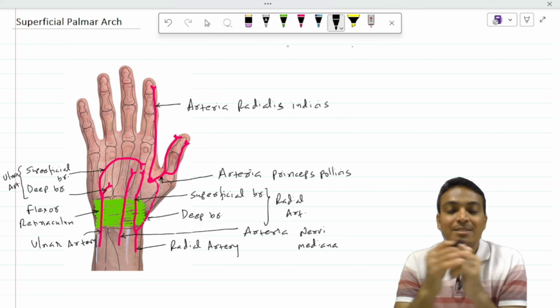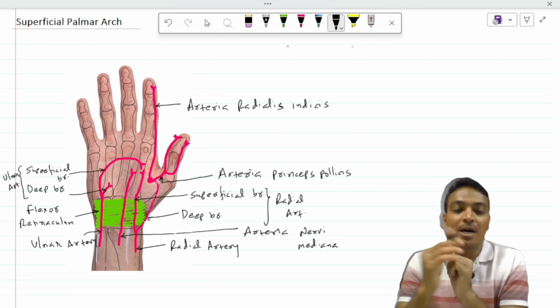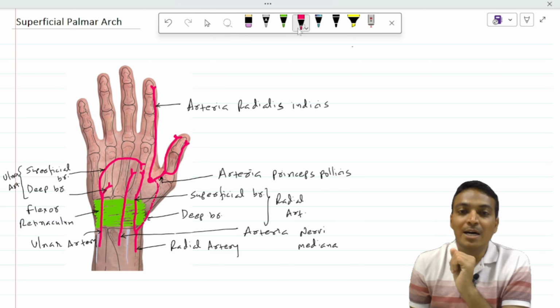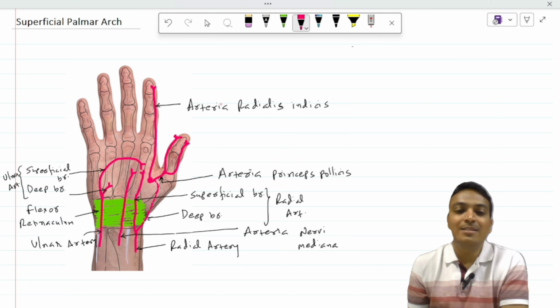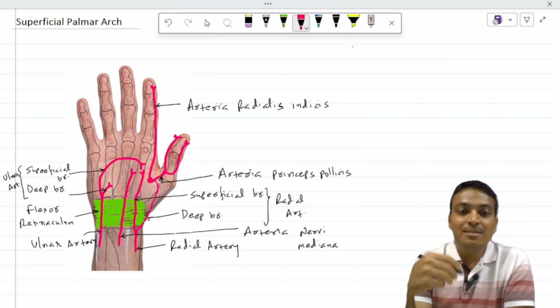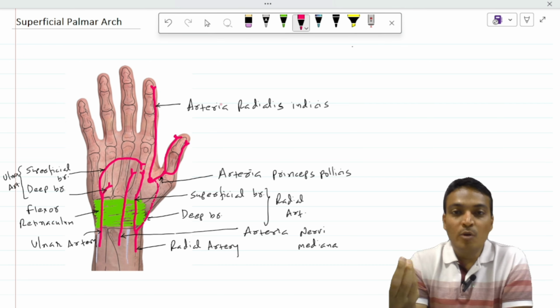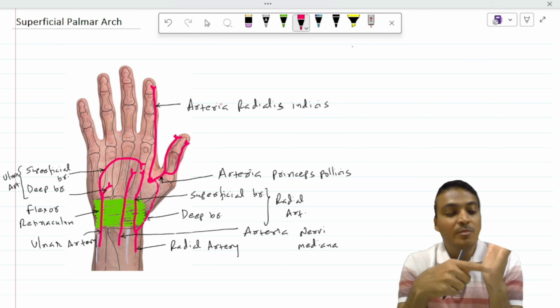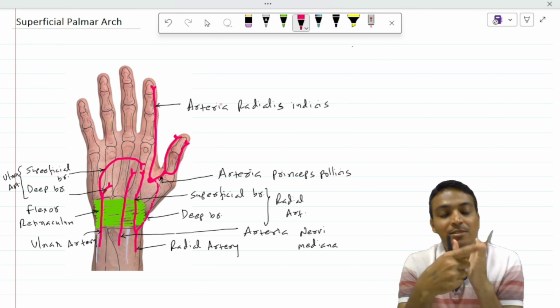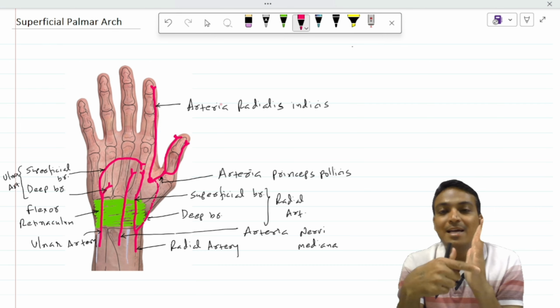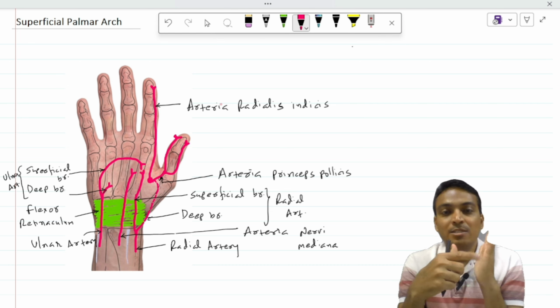Now, which are the branches provided by the superficial palmar arch? This superficial palmar arch provides four main branches. Out of these four, one branch is responsible for providing the arterial supply to the ulnar side of the little finger, and that is called the proper palmar digital artery.